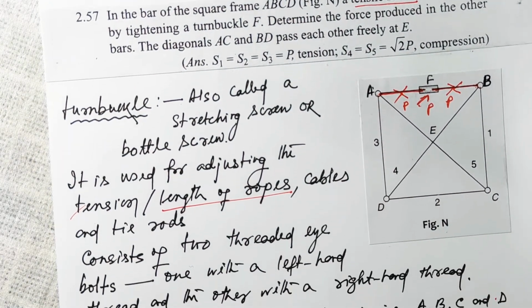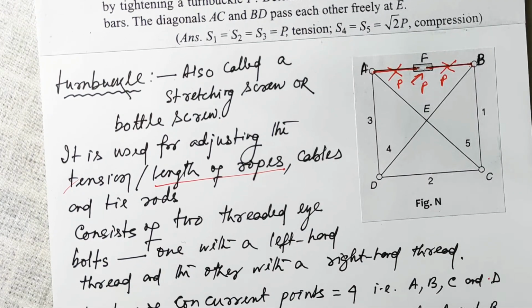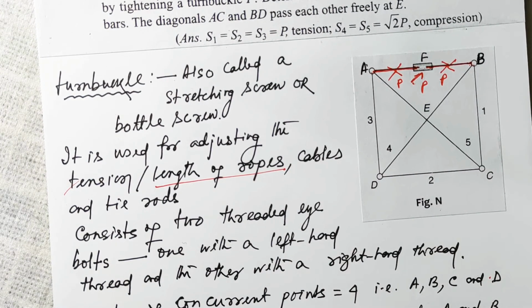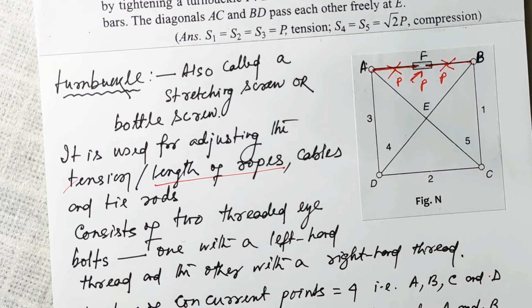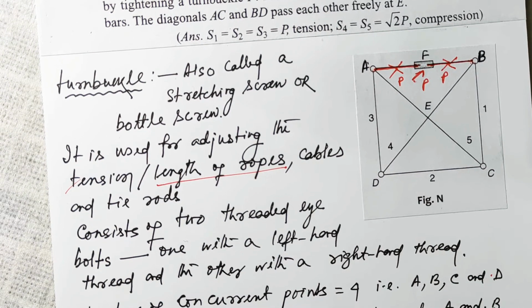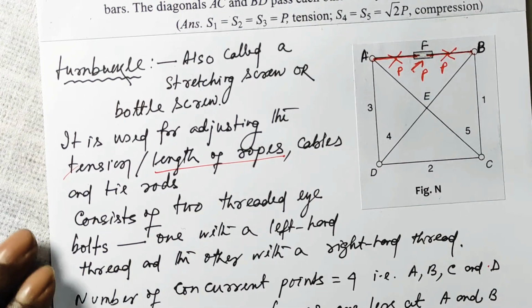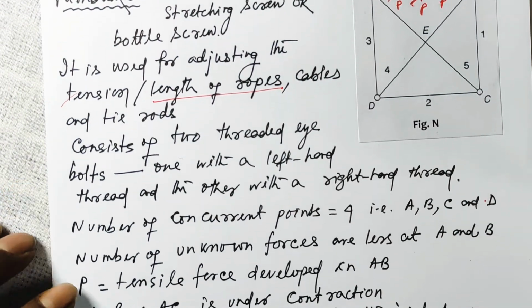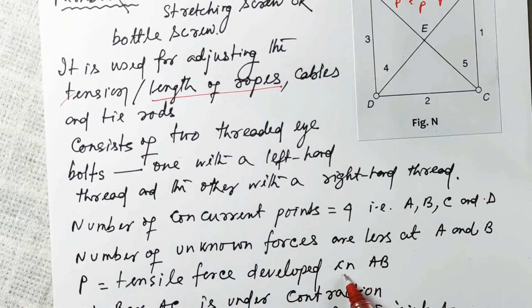Now, in solving this kind of problems, you have to have some imagination about which bars will be under contraction and which bars will be under extension. Then applying sigma x equal to 0, sigma y equal to 0 at the points where there are fewer forces reduces the problem to a simpler situation. Now that is what I am going to explain. So P is the tensile force developed in AB.